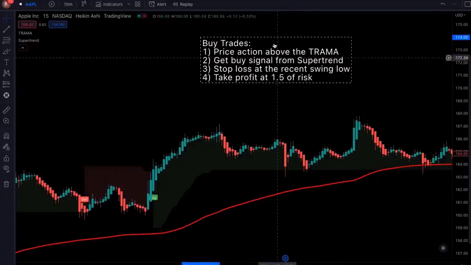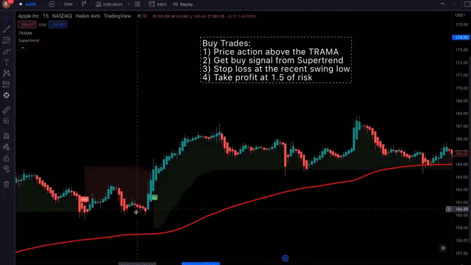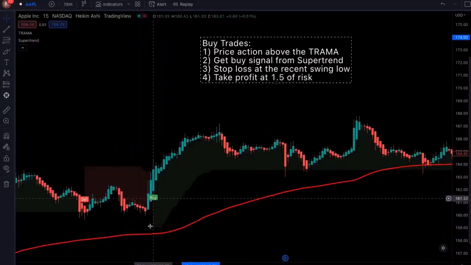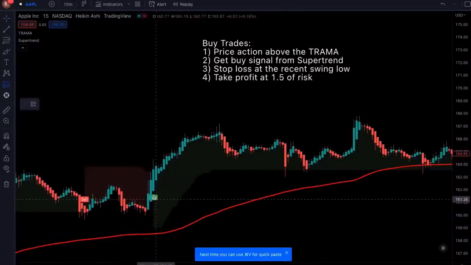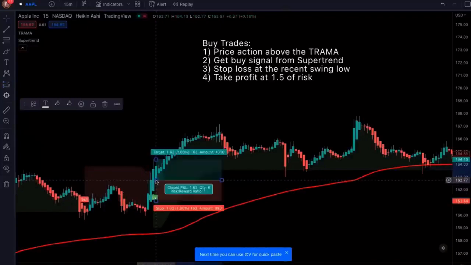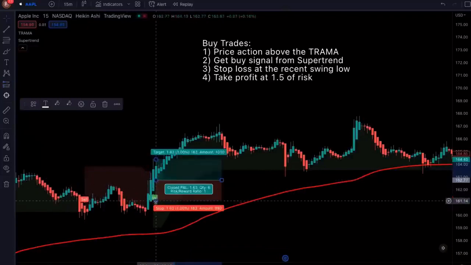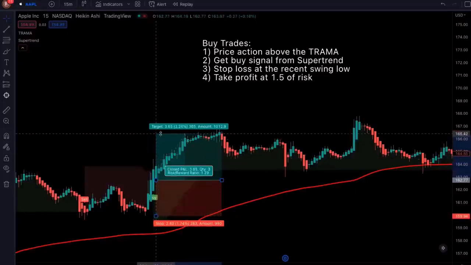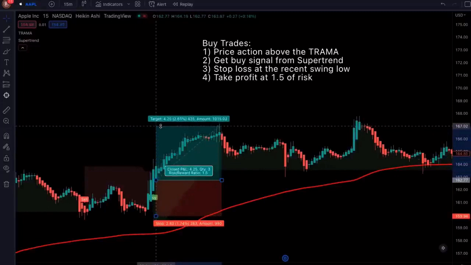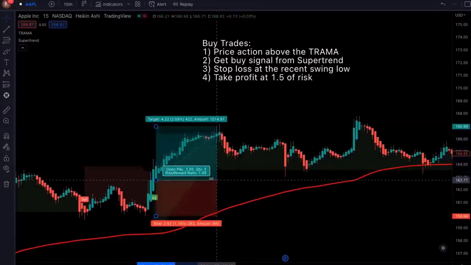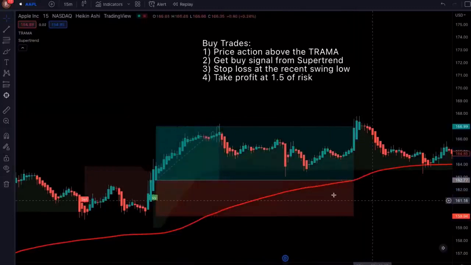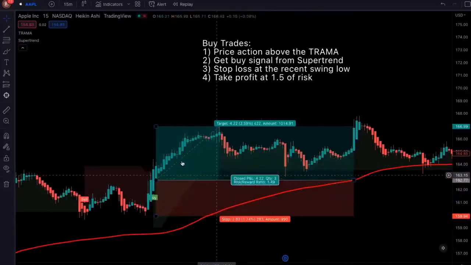So here's an example of how this would work. For instance, you've got the TRAMA line right there. You get a buy signal, price action is above. That's the trigger candle. This is where you'd actually get in. Stop loss at the swing low, and 1 to 1.5. It would have hit right there. Again, it would have hit right there as well. So this would have been a successful trade.